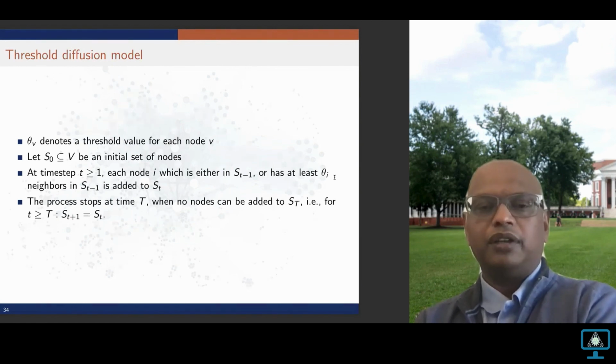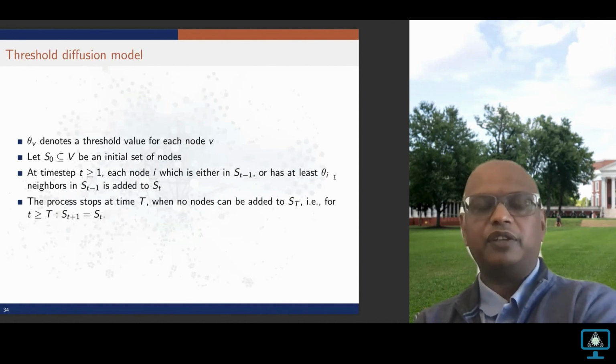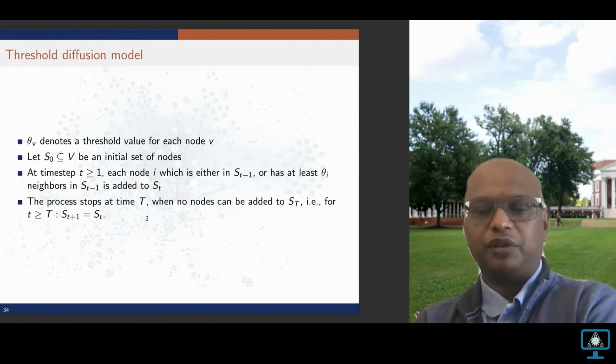So this kind of process always has a fixed point. It'll stop, suppose it ends at time t. So that's a threshold diffusion model.